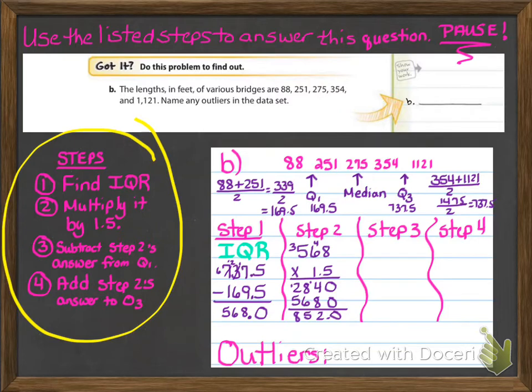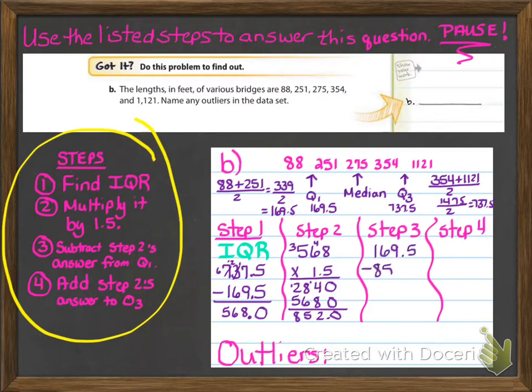All right, step 3. Here's where it gets a little tricky. If you remember what step 3 says, it says take your answer from step 2 and subtract it from quartile 1, which means I have to write the quartile 1 number first and then subtract 852 from it.